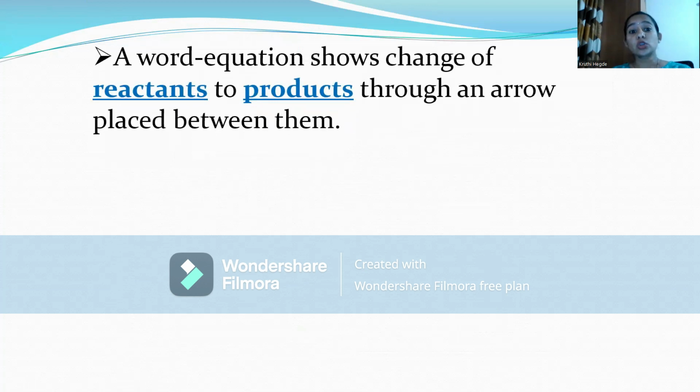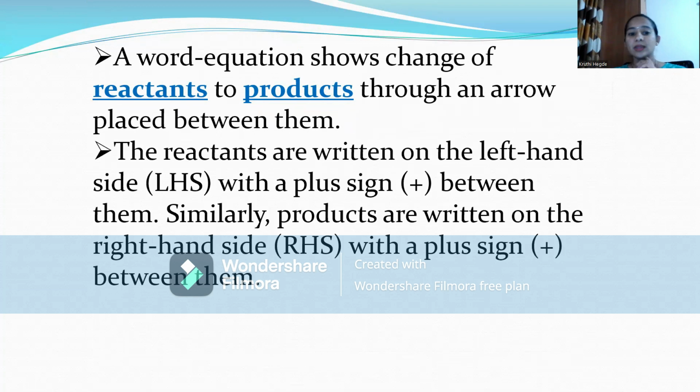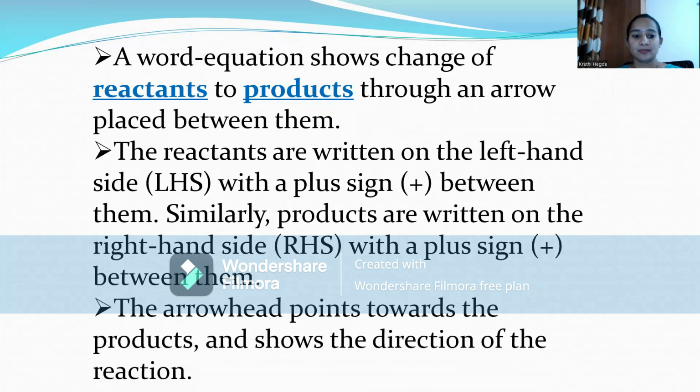A word equation shows change of reactants to products through an arrow placed between them. You have seen the arrow mark in between the reactants and the product. The left-hand side of the arrow is reactants, and the right-hand side of the arrow is products. The reactants are written on the left-hand side with a plus sign between them. Similarly, products are written on the right-hand side with a plus sign between them. The arrowhead points towards the products and shows the direction of the reaction.